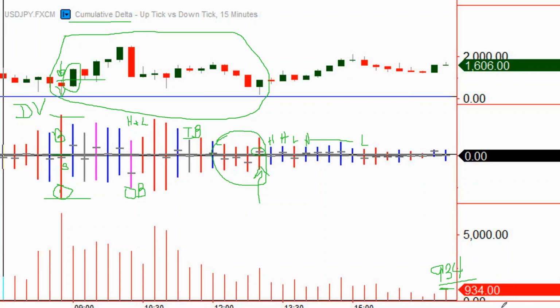But out of those 934 ticks, how many were buyers? How many were sellers? We don't know. This does not give you a picture behind the scenes. This one does, and this one does, and so does volume profile. Any questions on what you're seeing now between these?